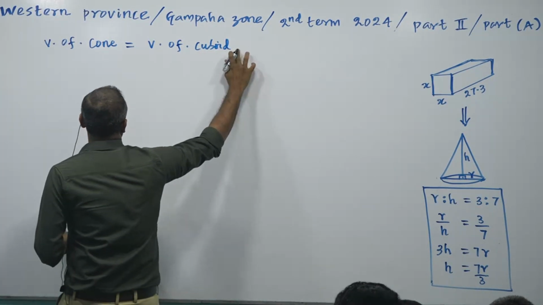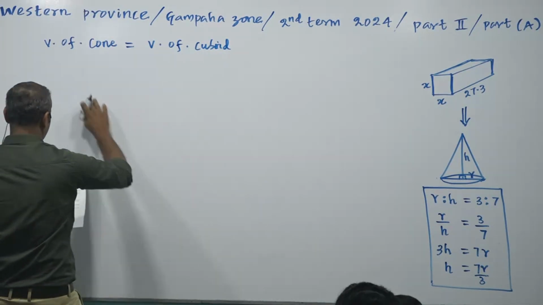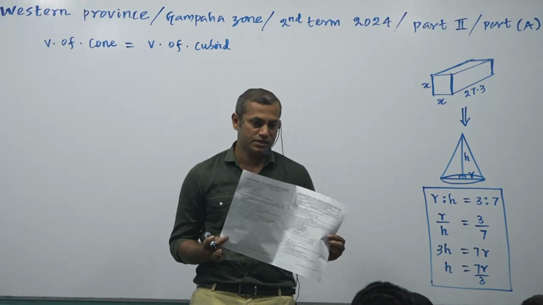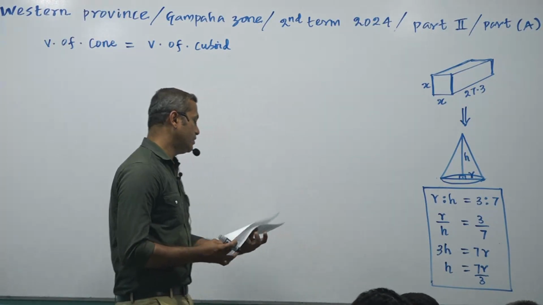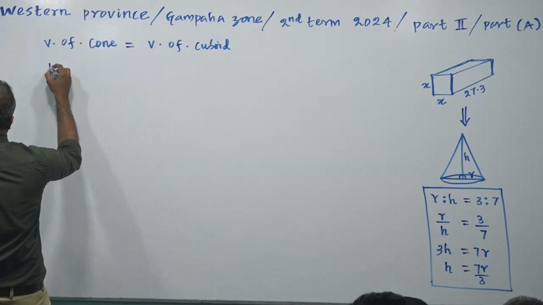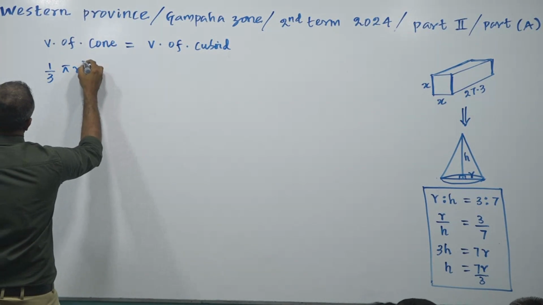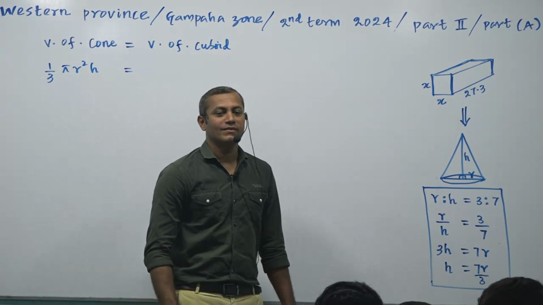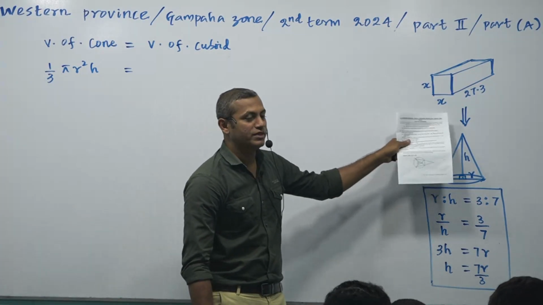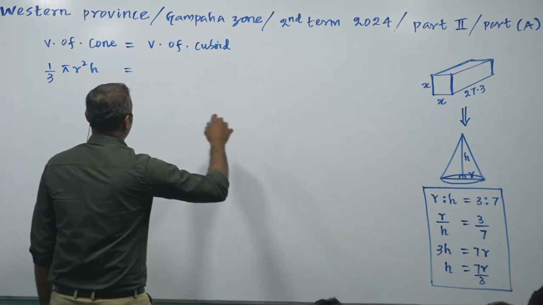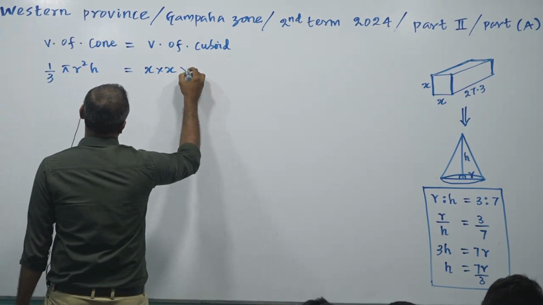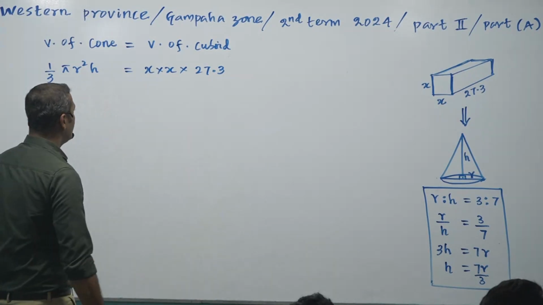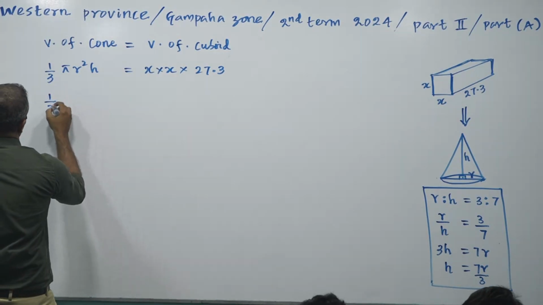Then the volume of the cone, you know what the equation for the volume of the cone is? 1/3 pi r squared h. It is given on the front page, right? It will be given. No need to memorize. So 1/3 pi r squared h is equal to the volume of the cuboid. It will not be given, right? Length into breadth into height. You know that. Cuboid: length into breadth into height, x into x into 27.3. Then 1/3 into.